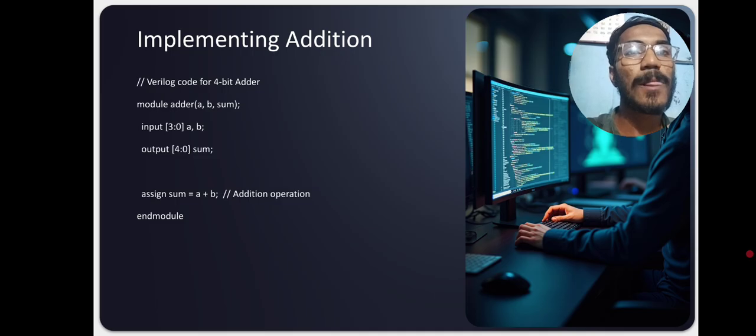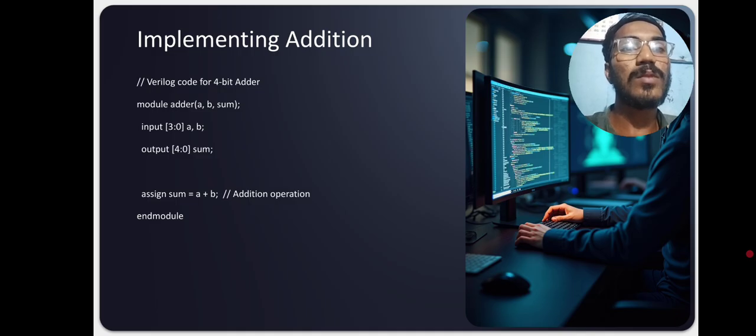Implementation of addition, using a 4-bit adder, and the Verilog code of the 4-bit adder. Module adder means adder is the name of the module we are keeping. The inputs are A and B, and the output is sum. The inputs are 0 to 3, which means 4 bits each for A and B. The output sum is 0 to 4. Then we assign sum equals A plus B. This is the addition operation, and at last we have endmodule.